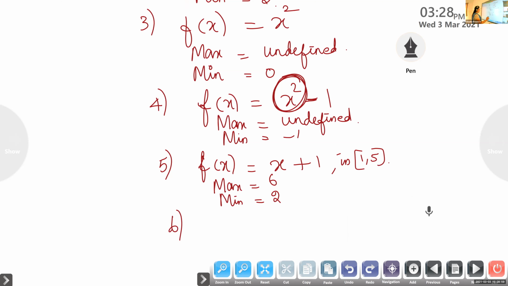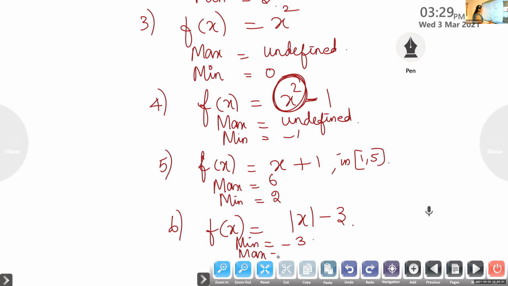Suppose f of x is modulus of x minus 3. What is the maximum value? What is the minimum value? Karthik, give the answer. Ma'am, minimum is -3. Maximum is undefined. Minimum is -3.